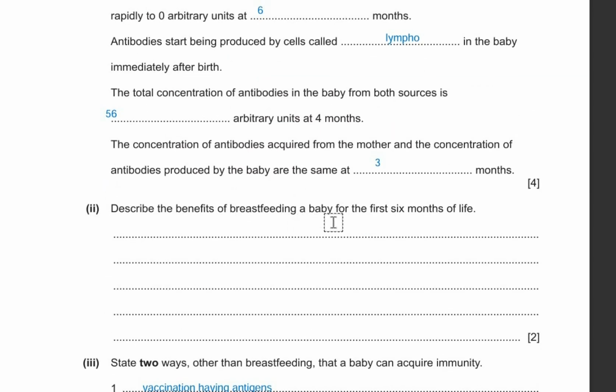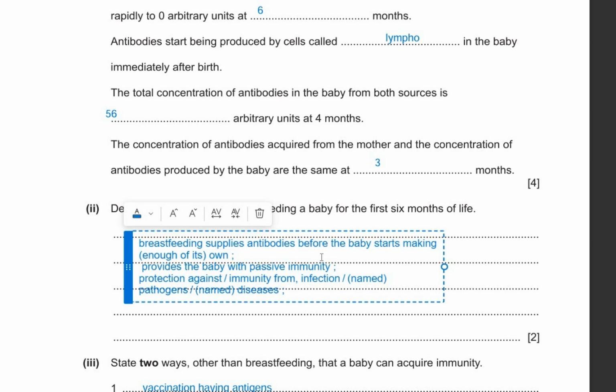Now, part 2 is to describe the benefits of breastfeeding a baby for 6 months of life. So breastfeeding supplies breast milk, which is the best source of antibodies and nutrients for the baby. It is a good supply of antibodies till the baby starts making its own antibodies, and it provides passive immunity. Why passive immunity? Because it is giving antibodies directly from the mother to the baby, and it is preventing the baby from different sorts of infections or pathogens.